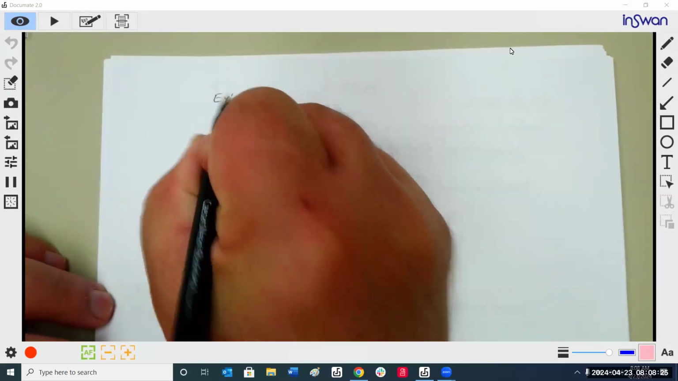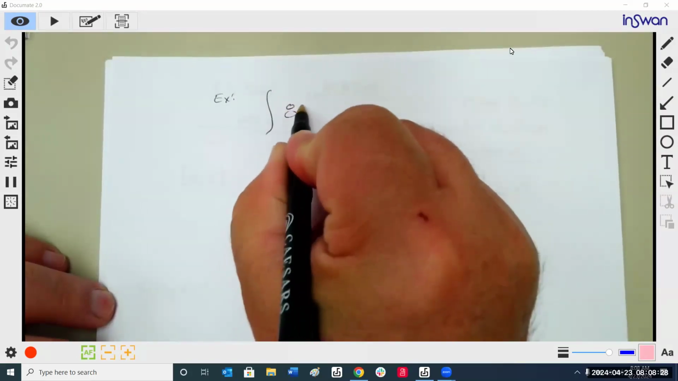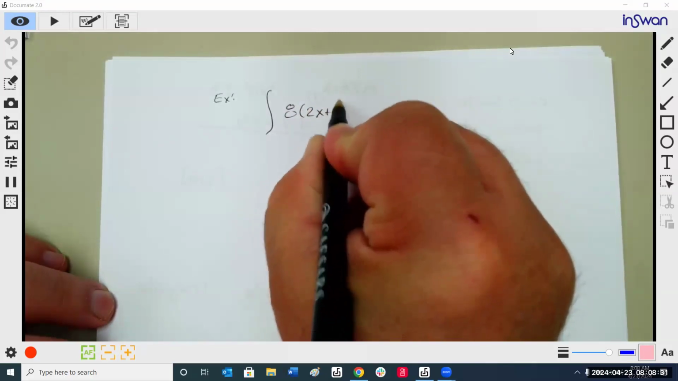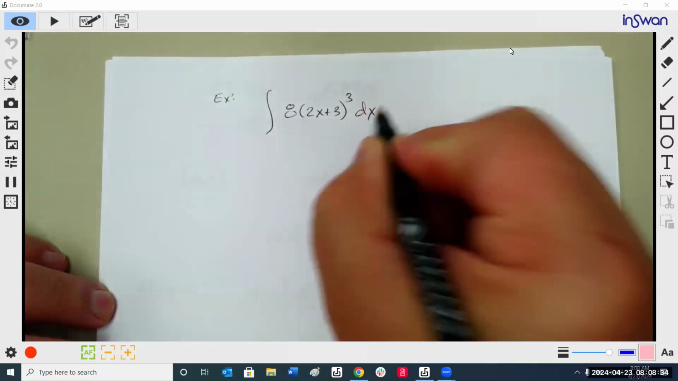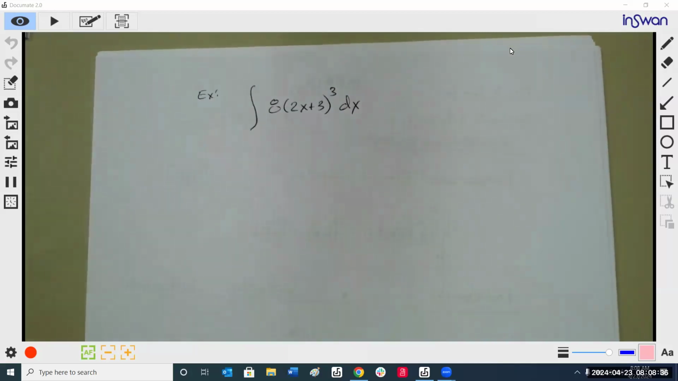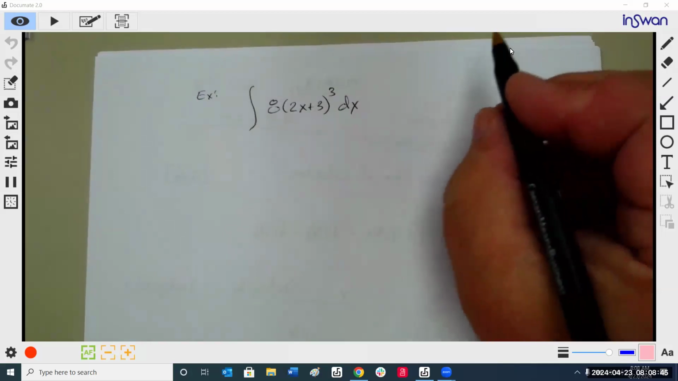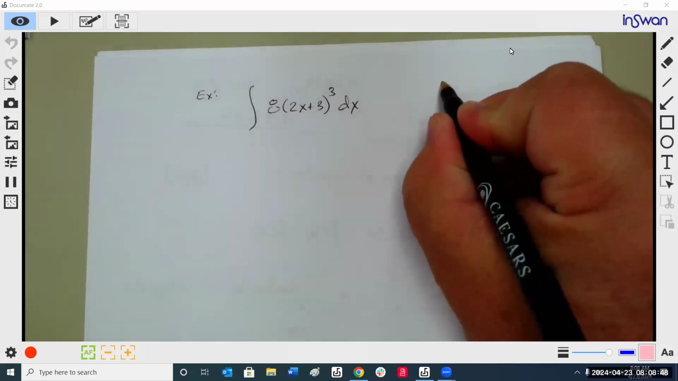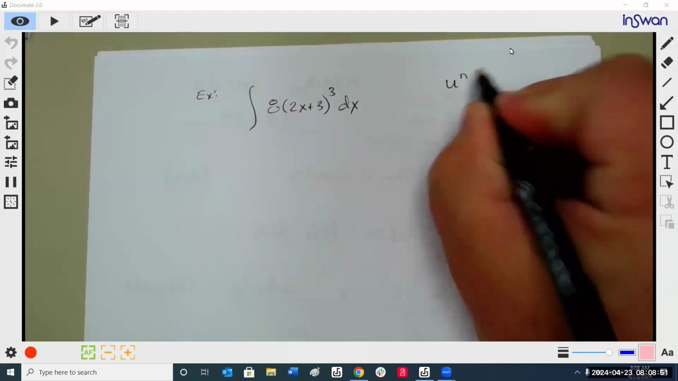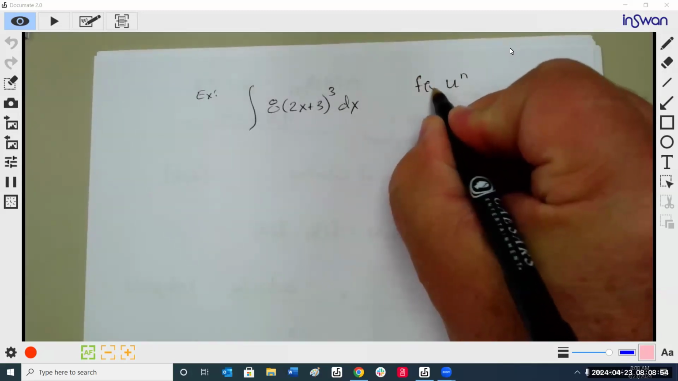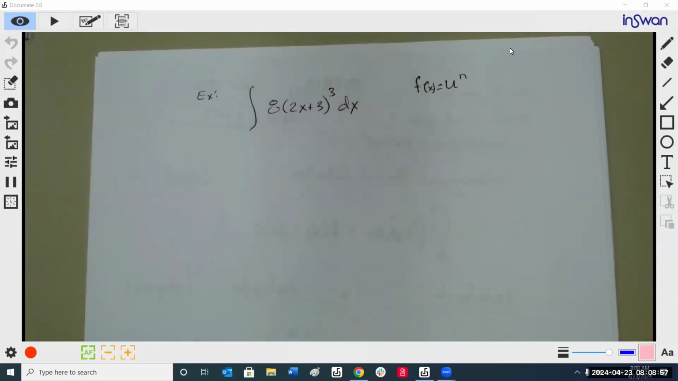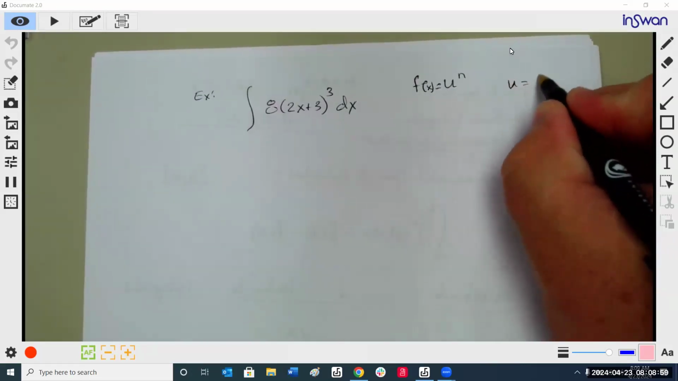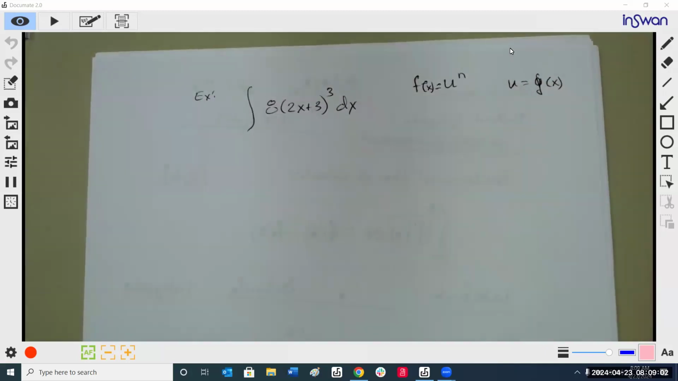So here's our small example. The integral of 8 times 2x plus 3 to the power 3 dx. It's an indefinite integral because we don't know the bounds yet. Here's the basic rule: if this was our function, where u is a function in itself, raised to a power n.